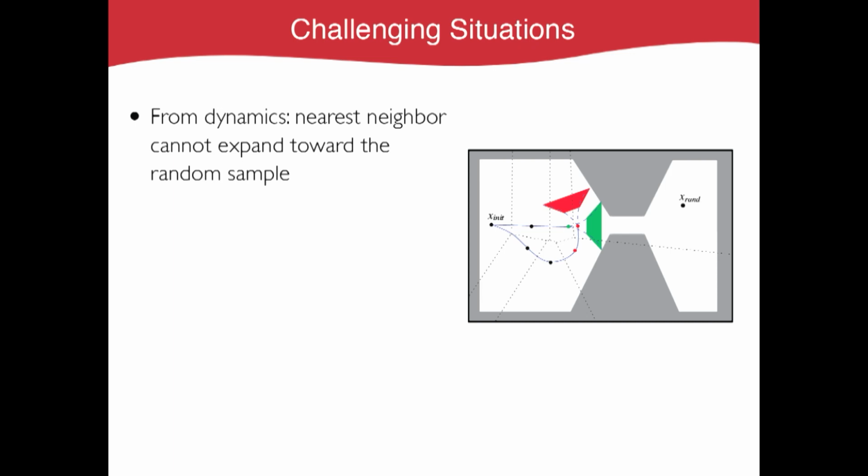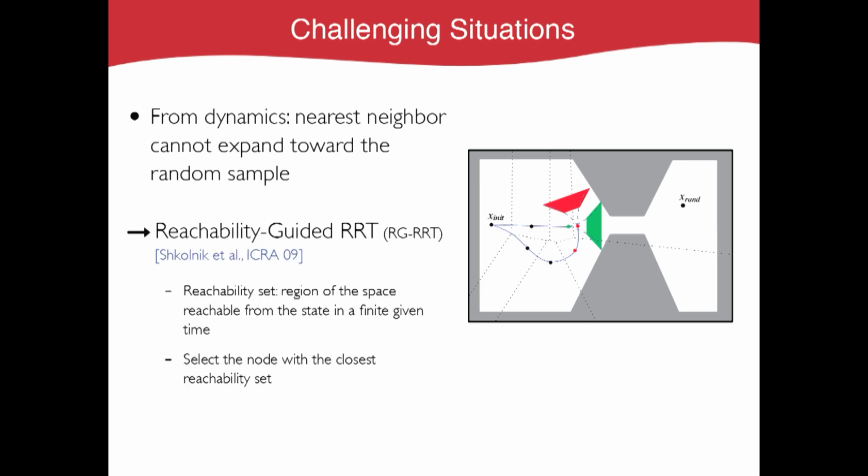And again, in this kind of situation, looking in the literature, there's a really nice work that has been proposed, which is reachability-guided RRT, which basically, instead of looking at the nearest node, will look at the nearest reachability set, that are these red or green regions that are the possible regions reachable from a given state.